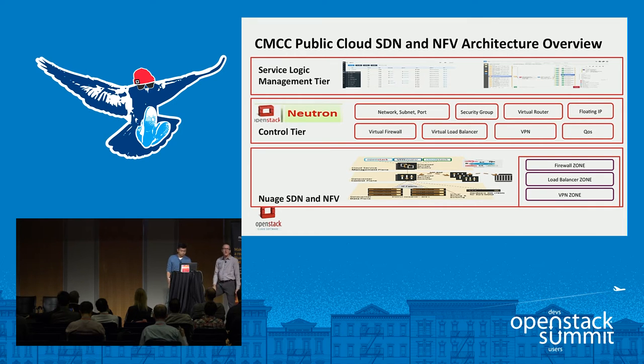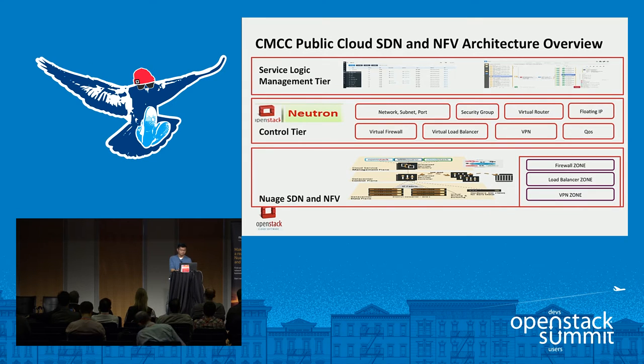The second tier is called the control tier. All the network resources are controlled and managed by this tier. These include network, subnet, port, security monitor, security group, virtual router, floating IP, and extra. The last tier is Nuage SDN and NFV. This tier implements and hosts all the SDN network connectivities.